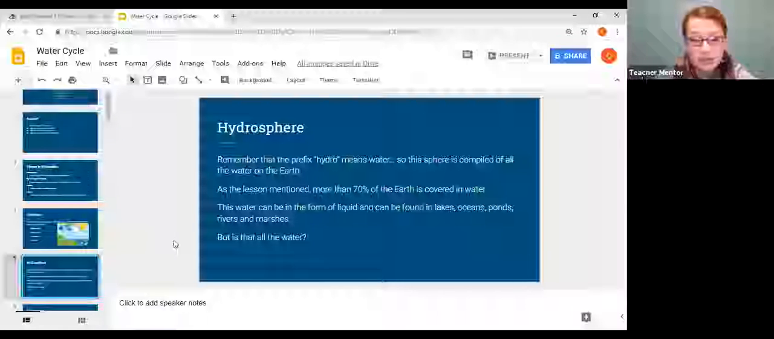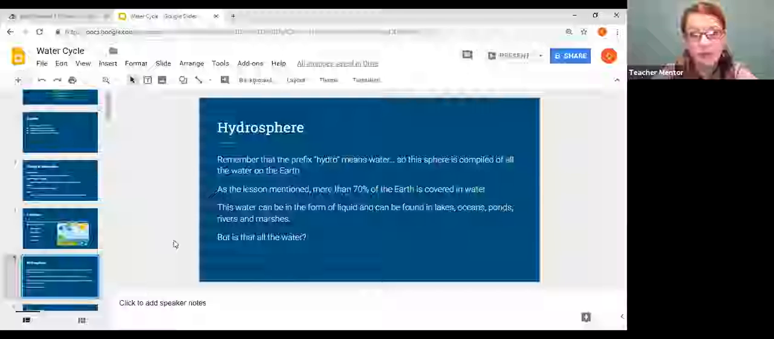So as the lesson mentioned, more than 70% of the Earth is covered in water. So that's quite a big sphere. This water can be in the form of liquid and is found in lakes, oceans, ponds, rivers, and marshes. But the question is, is that all the water that we have on the Earth?